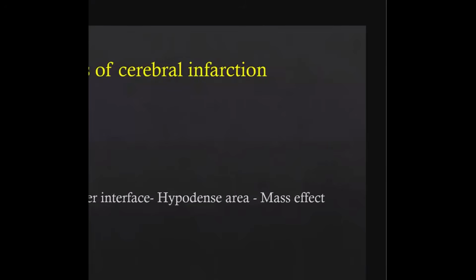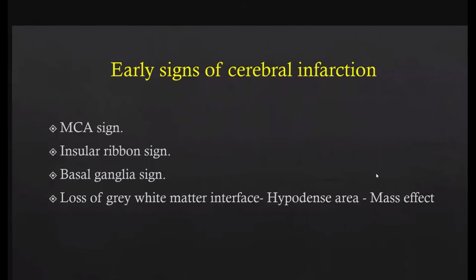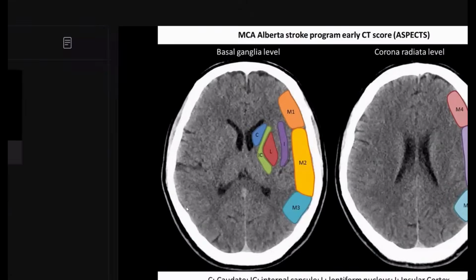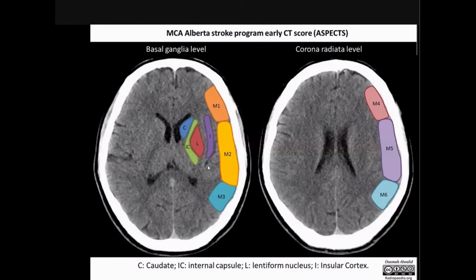I would like to review with you the early signs of acute cerebral infarction: MCA sign, insular ribbon sign, basal ganglia sign, loss of gray-white matter interface, and hypodense area. Sometimes you can see mass effect of this hypodense area, like effacement of the cortical sulci. You can see all of these signs, or you can see 1 or 2 of these 4 important signs for cerebral infarction. Also, we reviewed the ASPECTS. It's important to mention this one in your report.